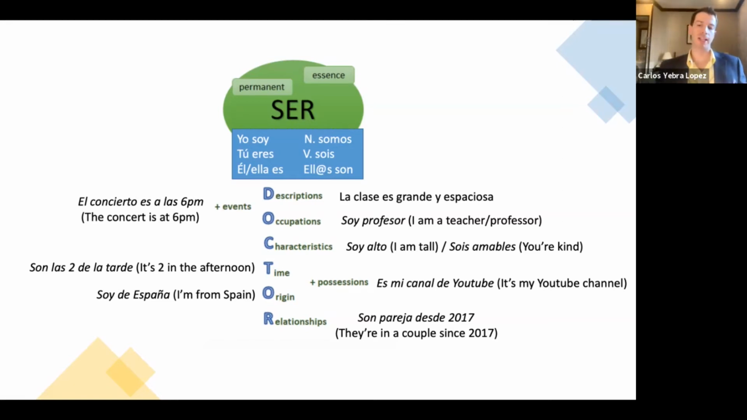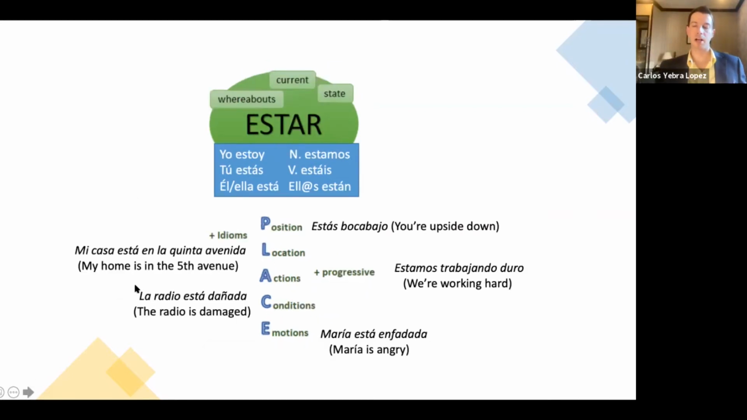If we want to say they are husband and wife since 2005, we would say son marido y mujer desde 2005. All right? So these are the most important categories for ser. Now let's go with estar. As you can see on the screen, we apply estar to talk about position, location, actions, conditions, and emotions.